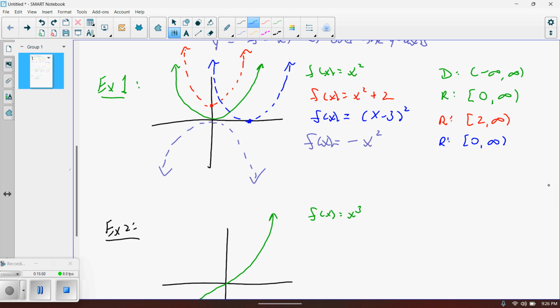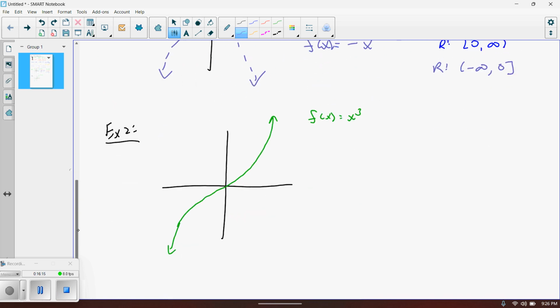And then if you look at the one that we did in purple, well, now the range is quite different because this one actually hits 0 as its maximum, the highest possible value, and it goes off towards negative infinity. So it actually starts at negative infinity and finishes at 0 and does include the 0. All right, so that's the domain and range for example 1. Example 2 will actually be just a little bit easier to deal with because of the shape of this graph.